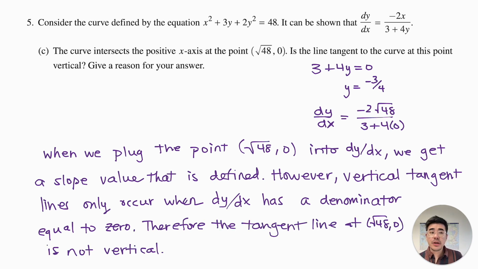For you to get full credit on this question, you'd have to showcase that you understand that a vertical tangent line occurs when the denominator of your slope is equal to 0. And then, of course, you need a full sentence using proper English grammar.